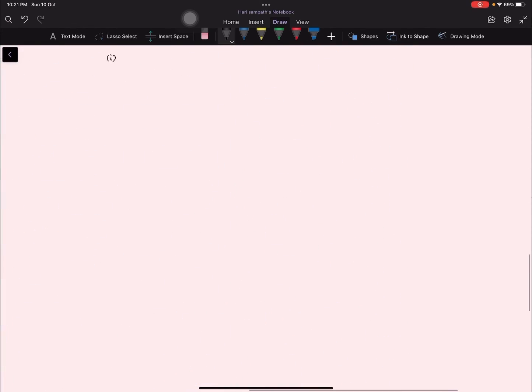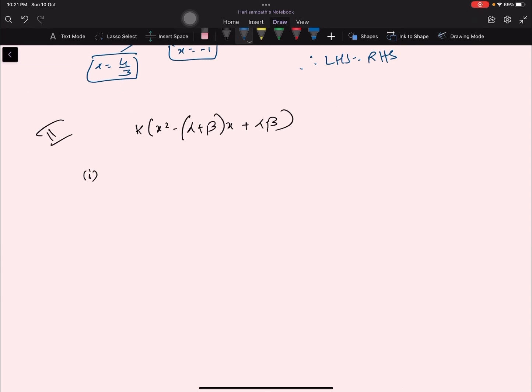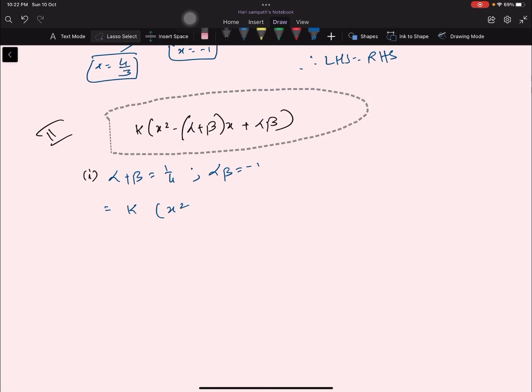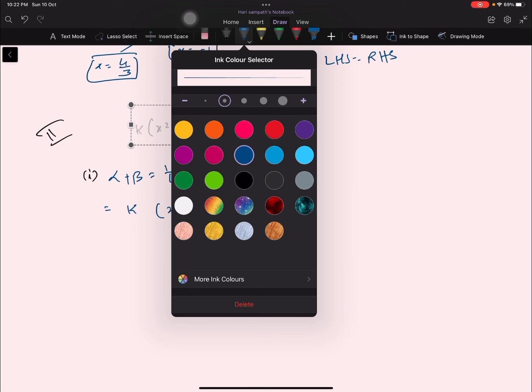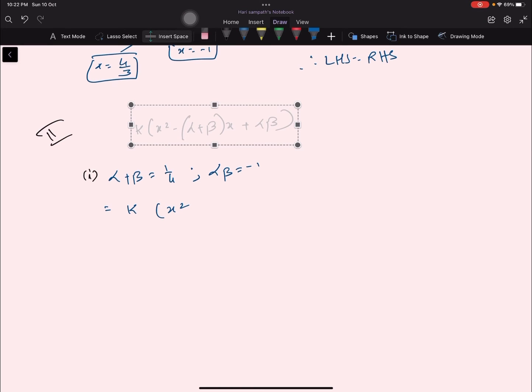1 by 4 and minus 1 are the alpha and beta. So alpha beta is equal to minus 1. Alpha plus beta is equal to 1 by 4. So I'm going to be using the formula k x square. Let me just change the color of it. So x square minus 1 by 4x plus alpha beta, which is minus 1. You know, right? I just used this formula.